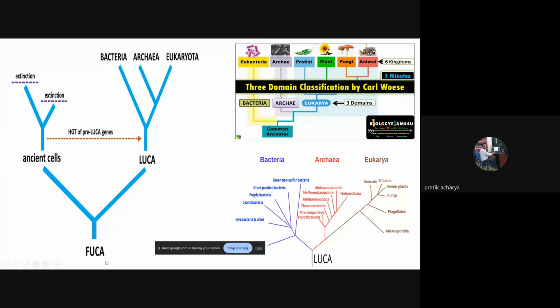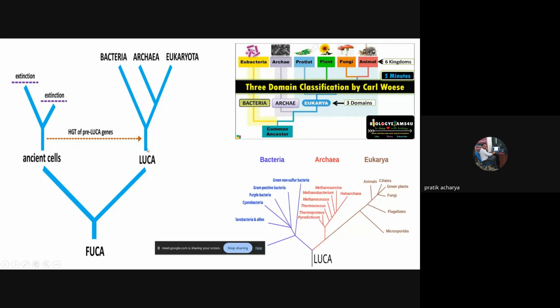So here Fuca is given, the first universal common ancestor. Fuca gave rise to Luca and ancient cells. But in due course of time, these ancient cells, due to their simplicity, were unable to adapt themselves to the changing environment. That's why they moved towards extinction. So this tree shows their extinction. The ancient cells went extinct due to their simplicity.